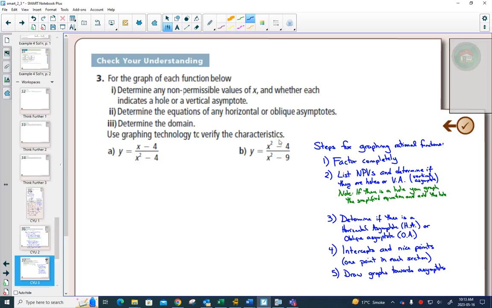Example number 3, again, here are the steps. The first step is always to factor completely. So here, the top can't be factored, but the bottom is a difference of squares. We get (x + 2)(x - 2).